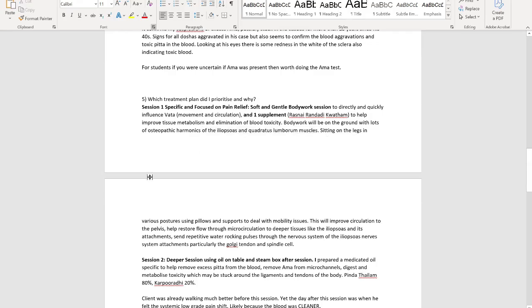And then sitting on the legs in various postures using pillows and supports to deal with mobility issues, particularly because he couldn't just extend his legs out in front of him or lie flat on his back. We had to support through quite a few different ways to allow him to keep the iliopsoas slightly bent in its shorter position and not be as long. So laying in side position at times to do the leg sits, etc.